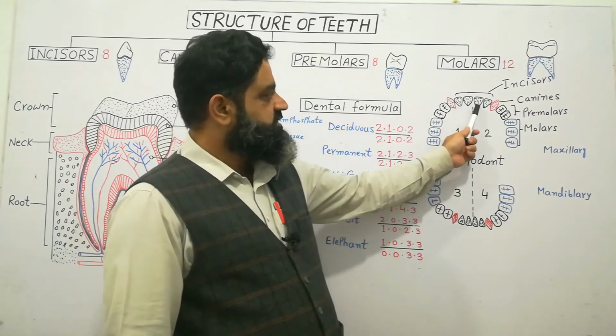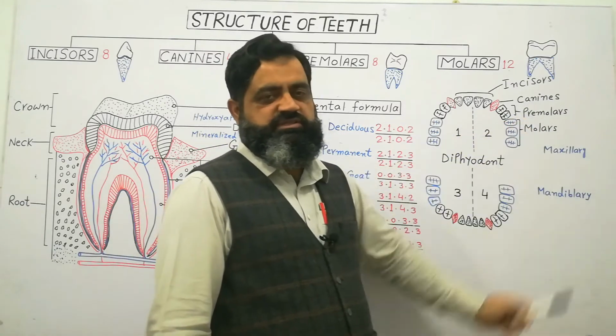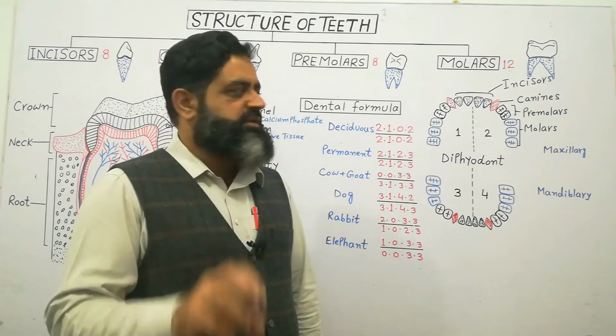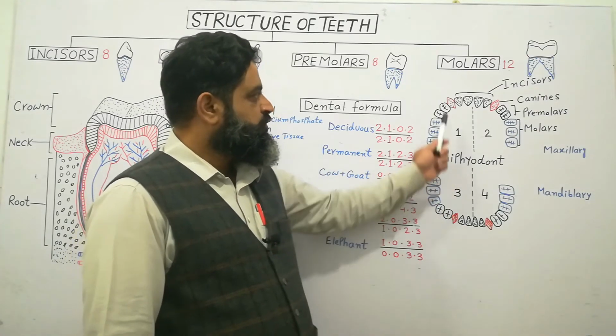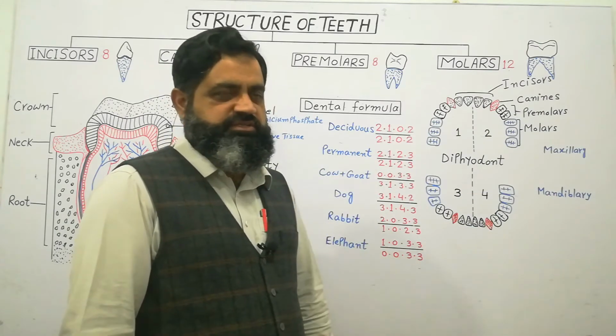On the sides of the incisors, there are 2 teeth which are pointed, which are known as canines. These are very pointed and used for tearing the flesh and meat of animals. 2 teeth on the upper jaw and 2 teeth on the lower jaw, these are canines.